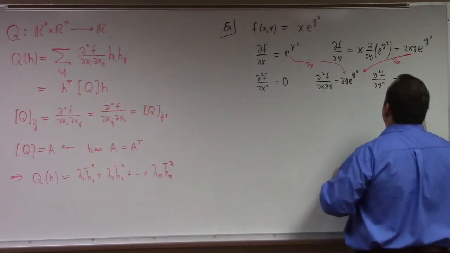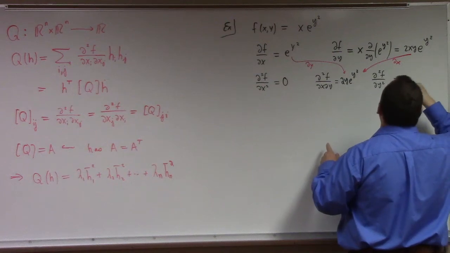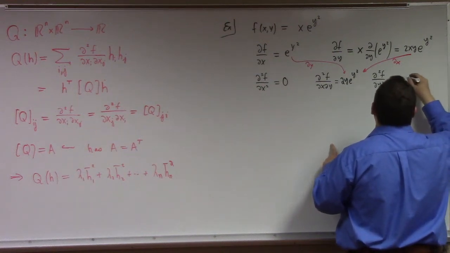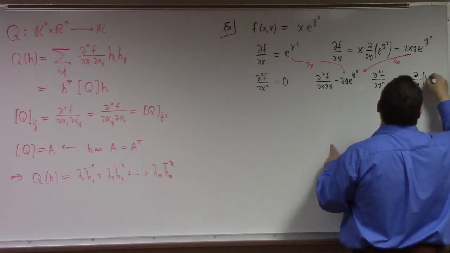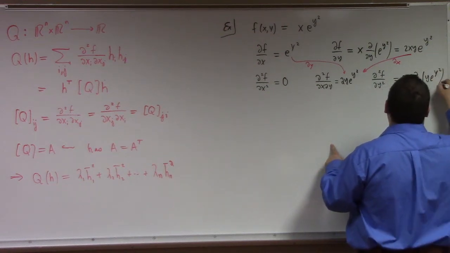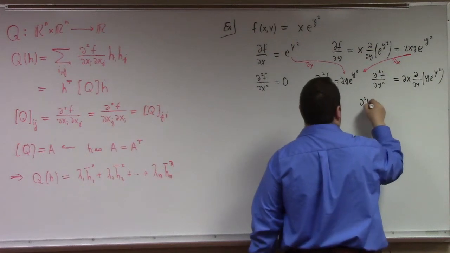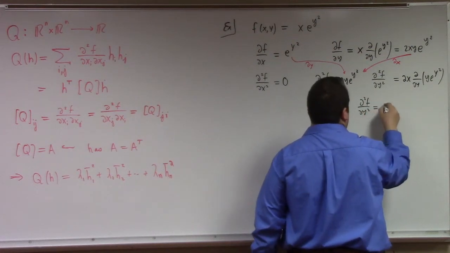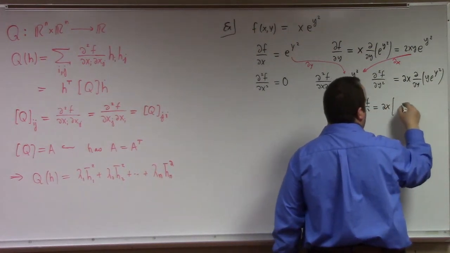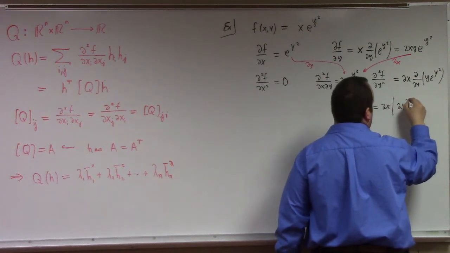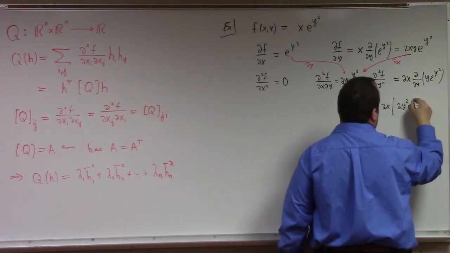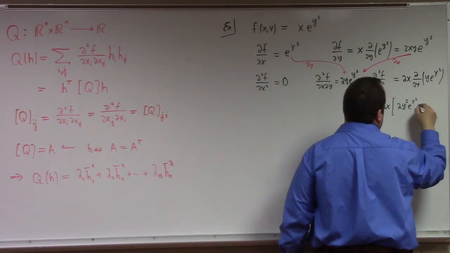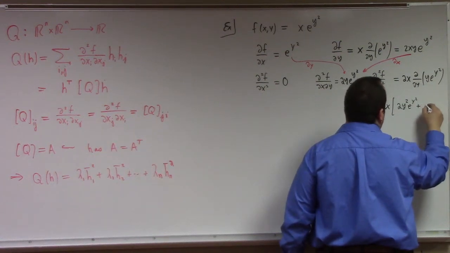And then the second y derivative is what? Oh, that one hurts a little bit. So that's really 2x partial y of y e to the y squared, right? So partial squared f partial y squared is 2x times what? Well, times 2y squared e to the y squared plus e to the y squared.